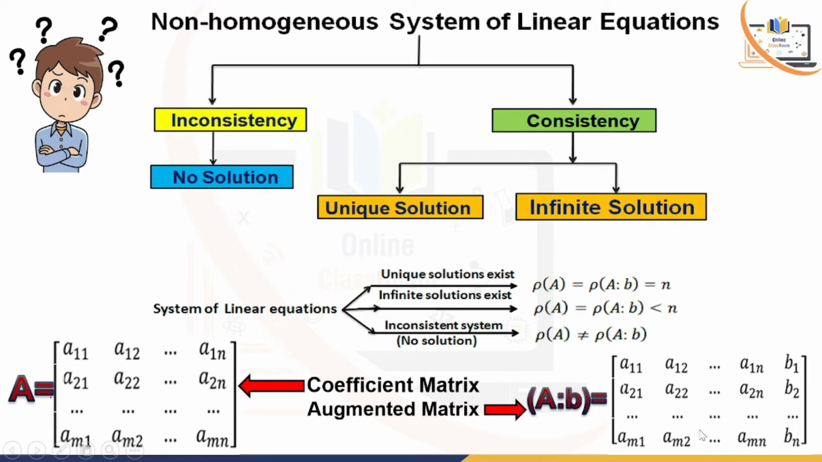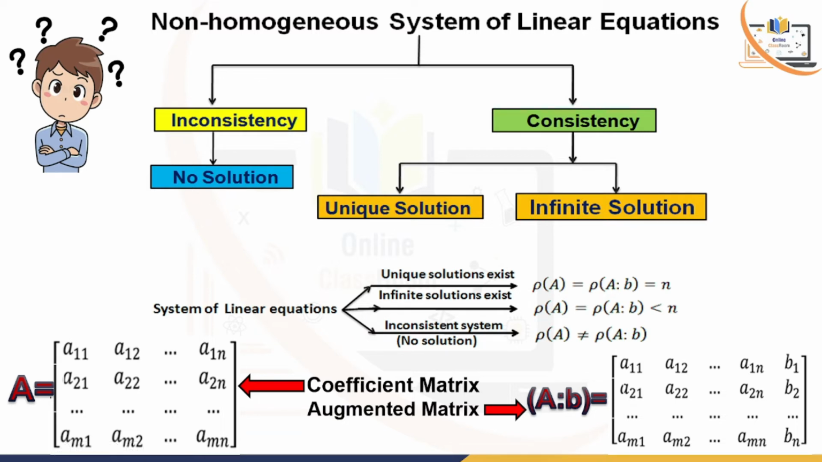Now, if I consider the rank of A and rank of this augmented matrix, we have to check this particular flowchart. Suppose rank of A and rank of the corresponding augmented matrix, these are same. If both the ranks are same, it is called consistent system.